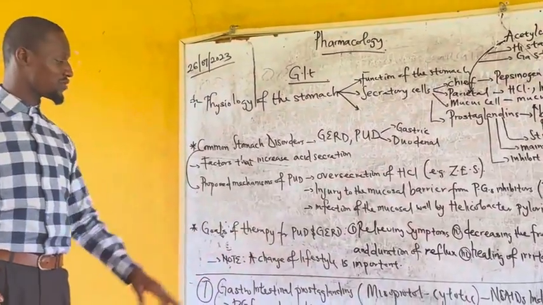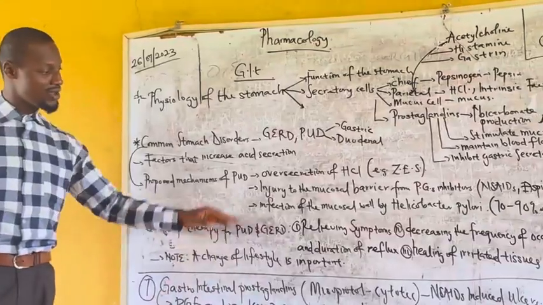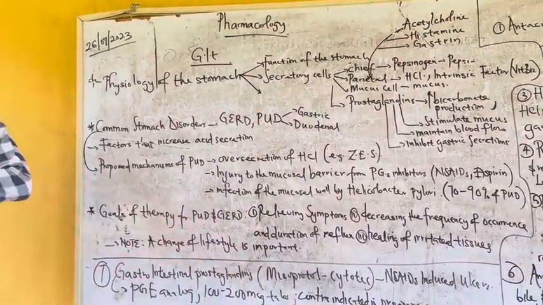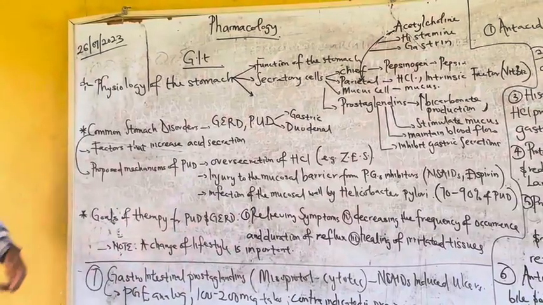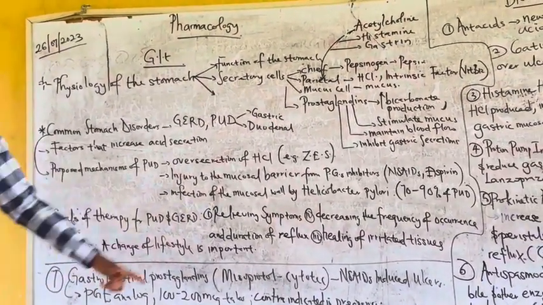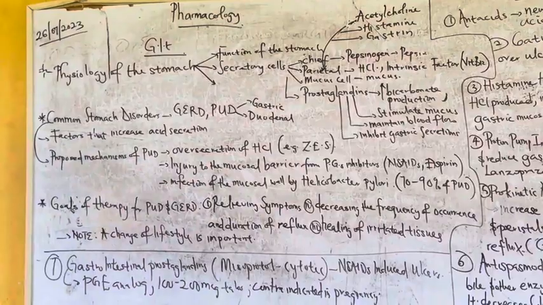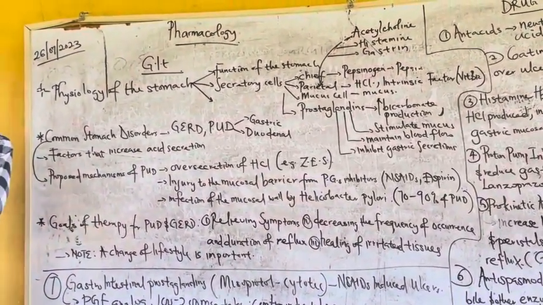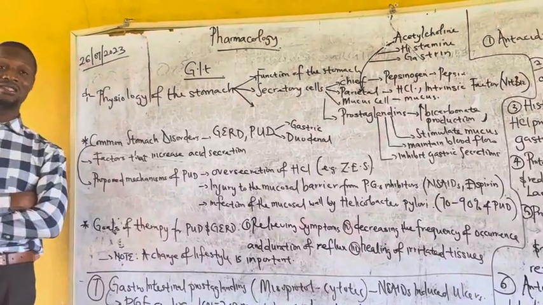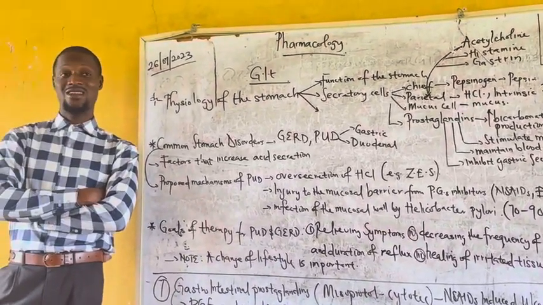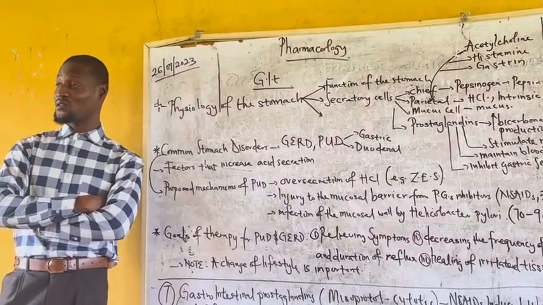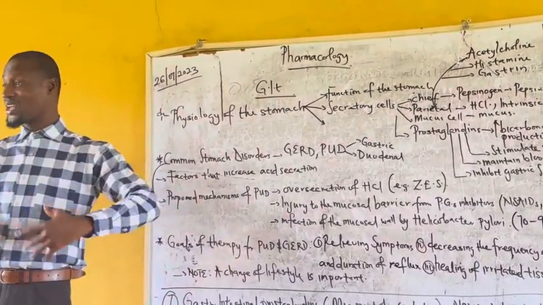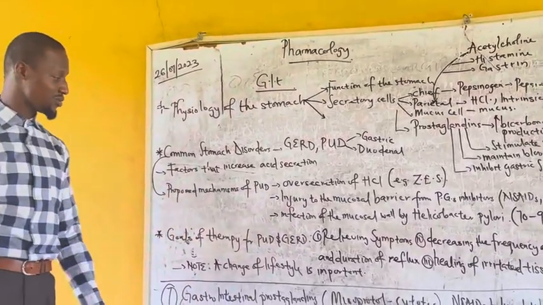Now, come to the goals of therapy. What is the goal of treatment here? We want to relieve symptoms: the symptoms of oversecretion, reflux disease, and all of that. Secondly, you want to decrease the frequency of occurrence, because, like I said, most of us have maybe daily or weekly cases of GERD. But if it happens just once in a while due to some foods we eat, it's not a problem. Once it becomes too much, you begin to bloat, and persons have to use drugs.